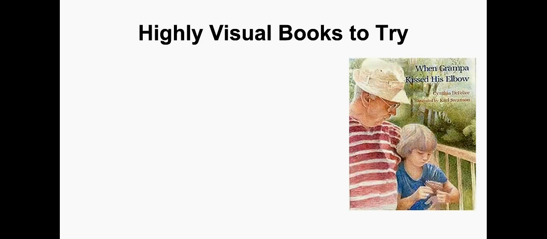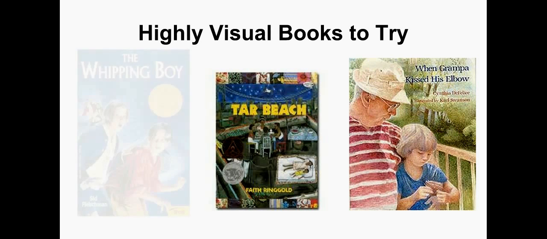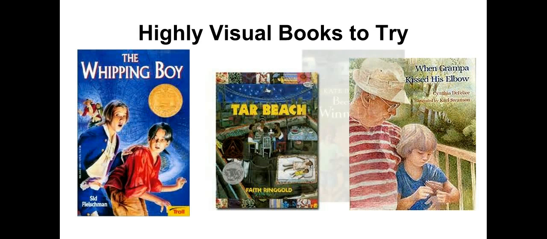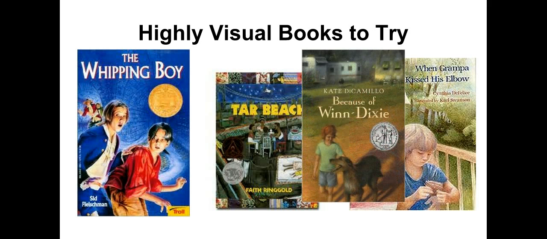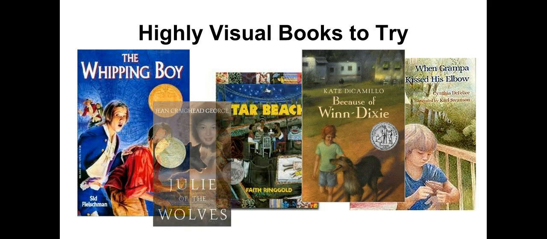So some books that you might want to try to encourage sensory imagery are When Grandpa Kissed His Elbow, Tar Beach, The Whipping Boy, Because of Winn-Dixie, and Julie of the Wolves.